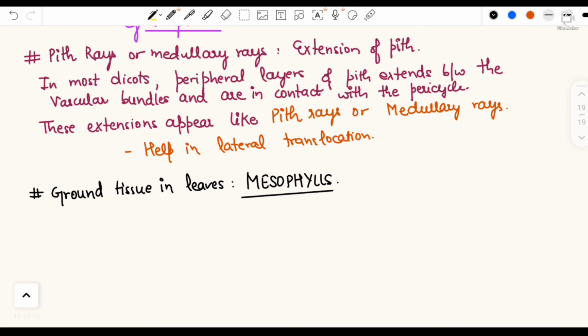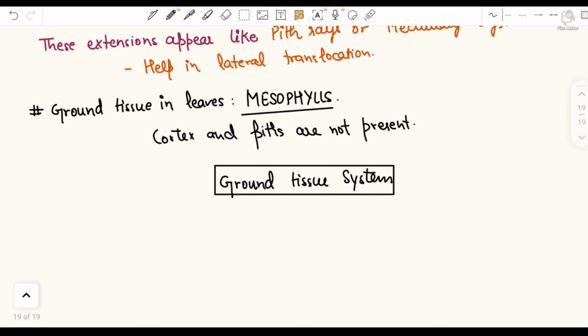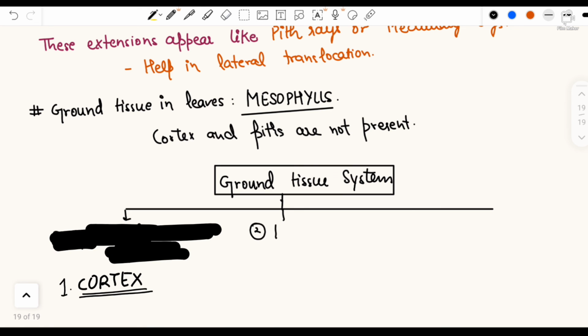Now this ground tissue system is a concept where we have cortex, pericycle and pith in the case of roots and stems, but in the case of leaves we have mesophyll, which is the ground tissue of leaves. So the cortex and pith are not present in leaves. It's mesophyll that acts as the ground tissue system. So this is all about the ground tissue system, which comprises the cortex, then we have pericycle, and then we have pith. I wrote it wrong earlier: it's the cortex, pericycle and pith that comprise the ground tissue system.